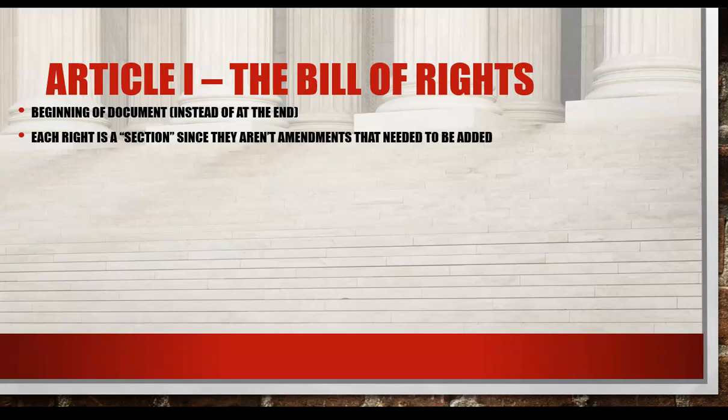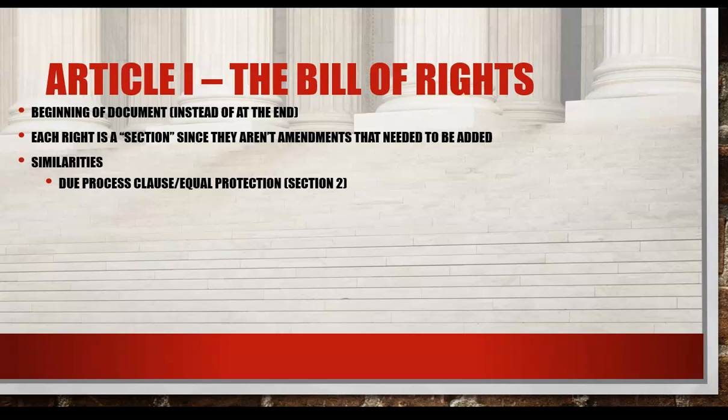Each right is a section, since they aren't amendments that needed to be added. This is a difference between the Bill of Rights in the U.S. Constitution and the Bill of Rights in the Illinois Constitution. So instead of Amendment 1, Amendment 2, it's Section 1, Section 2, and so on and so forth. So let's dig into a few of the similar rights that Illinoisans have here in the state, as well as all people in the United States.